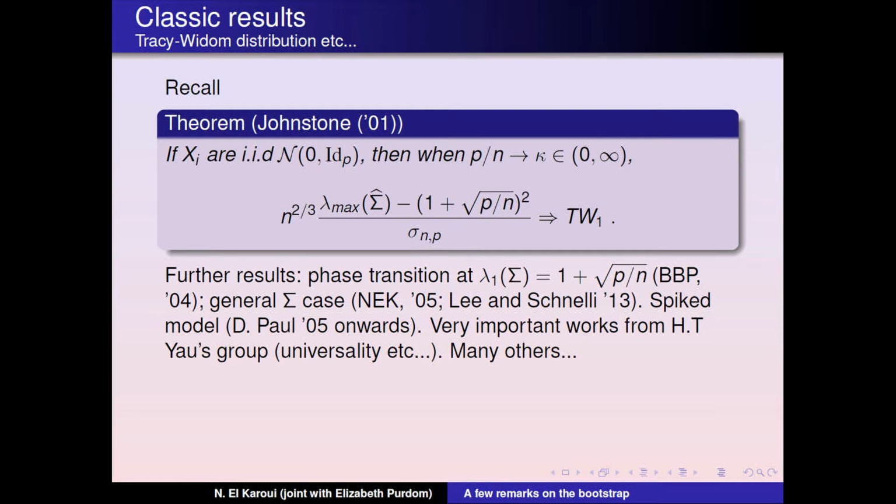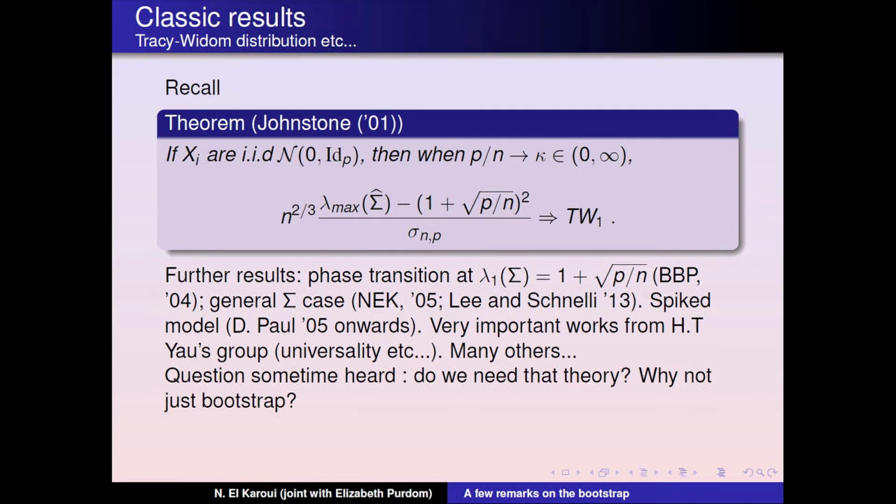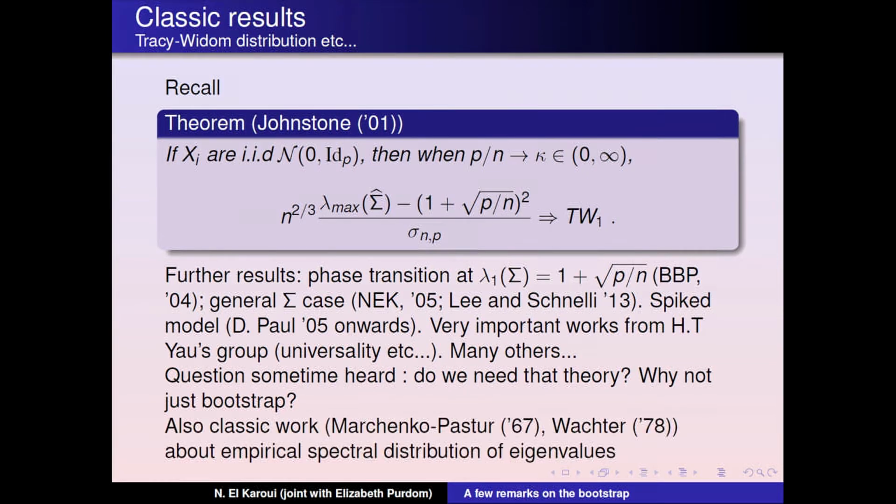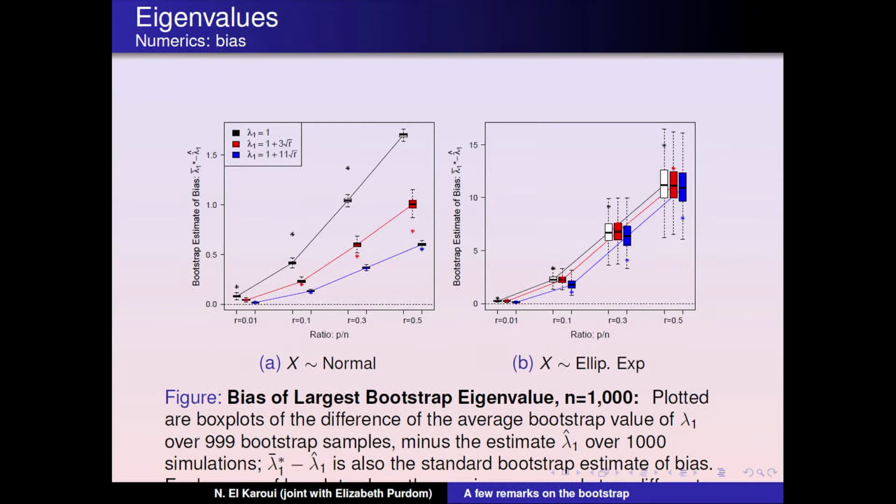Okay, there are results in the general sigma case, a nice paper of Lee and Schnelli, who were here some time ago, and of course, very important results of HTL's group on universality and a bunch of beautiful and extremely hard results. Okay, so at the time Johnstone did this, one of the reasons was to do confidence intervals for eigenvalues, and sometimes people would say, well, why don't you just bootstrap? Okay, so here is, and I'll probably conclude in a couple of minutes on that.